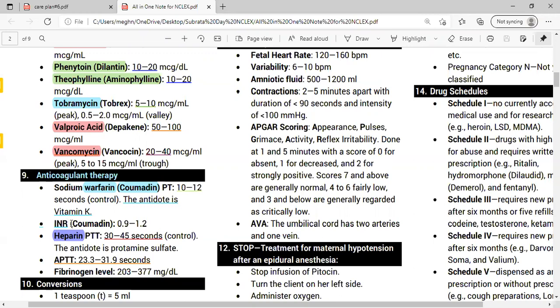INR, international normalized ratio, should be 0.9 to 1.2. In case of heparin, we should check PTT, and it would be 30 to 45 seconds. Also activated partial thromboplastin time should be 23 to 31.9 seconds. And also fibrinogen level, 103 to 377 micrograms per dL.